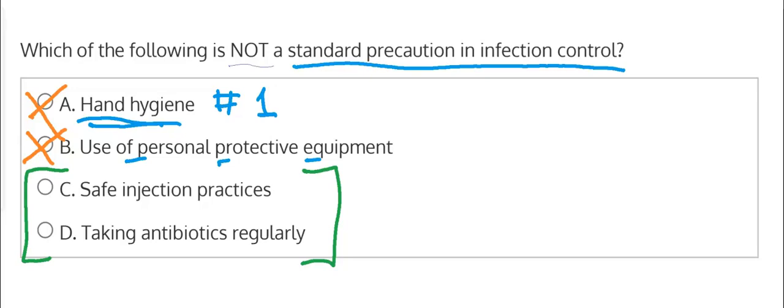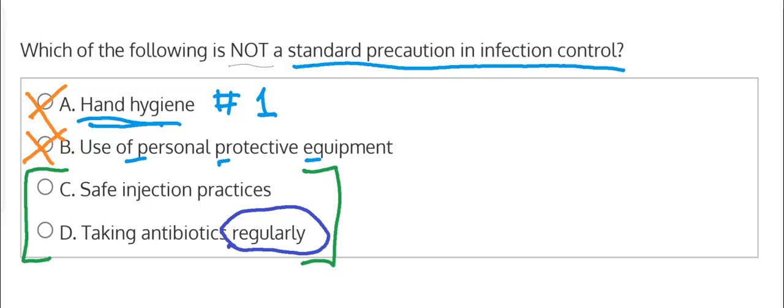If we take a look at option D, taking antibiotics regularly, look at this regularly part. Regularly is like routinely, meaning that you take antibiotics every day. It's just like a routine medication you take, like a vitamin. And that's not true. Antibiotics should not be taken regularly, and therefore that would not be a standard precaution in infection control. Yes, antibiotics could prevent an infection, but that doesn't mean you should be regularly taking them.